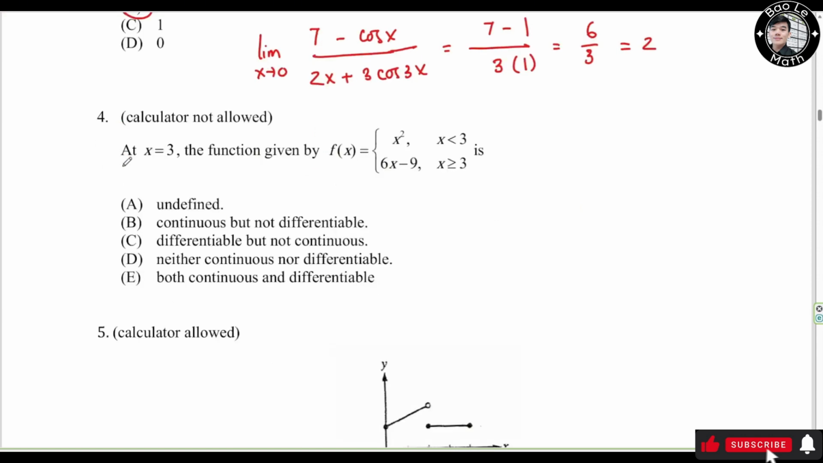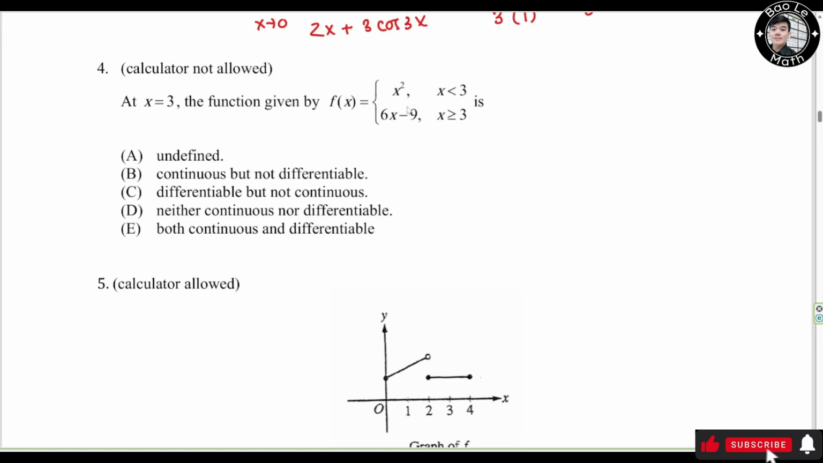Now question 4. We need to check to see if the function is continuous at s equals 3. So we have f of 3.